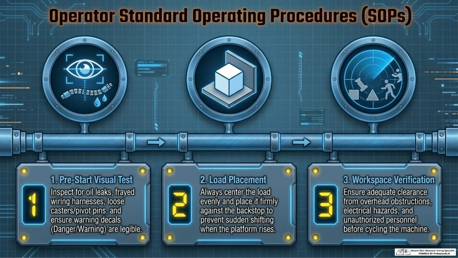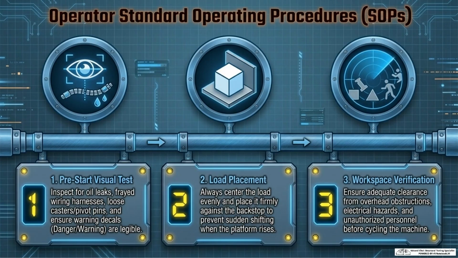Step 1. Pre-start visual test. Check for oil leaks, frayed wiring harnesses, loose casters or pivot pins, and verify that all warning decals, danger and warning, are legible. If a label is damaged or missing, that is a maintenance item before operation.